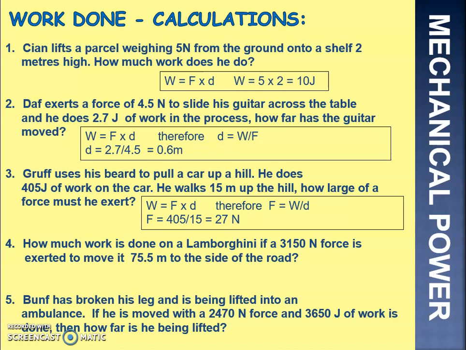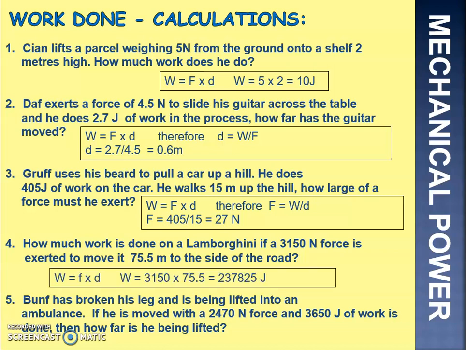Question 4. How much work is done if a Lamborghini if a force of 3,150 newtons is exerted to move it 75.5 metres. Work done is force times distance, so that's 3,150 times 75.5, giving us 237,825 joules. And finally, Bump has broken his leg and is being lifted into an ambulance. If he's moved with a 2,470 newton force and 3,650 joules of work is done, how far is he being lifted? Again, we rearrange our equation. That's work done divided by force gives us distance, so that would be 1.48 metres.